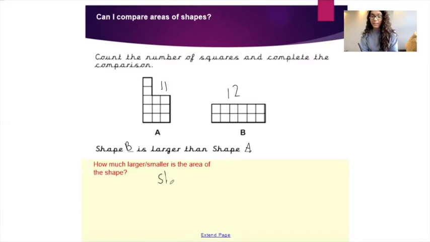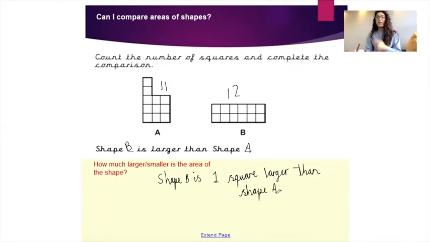If I was to start by saying shape B is how many squares bigger? Look at the difference between 11 and 12. 1. So 1 square larger than shape A. Full stop. So shape B is 1 square larger than shape A because shape B is 12 squares and shape A has an area of 11 squares.